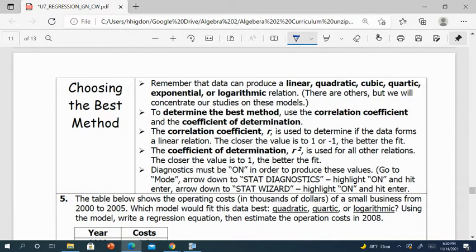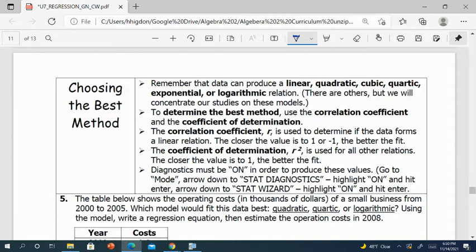The correlation coefficient R is used to determine if the data forms a linear relationship. The closer the value is to 1 or -1, the better the fit. The coefficient of determination, which is your R squared, is used for all other relations, anything with a curve in it. The closer the value is to 1, the better the fit.